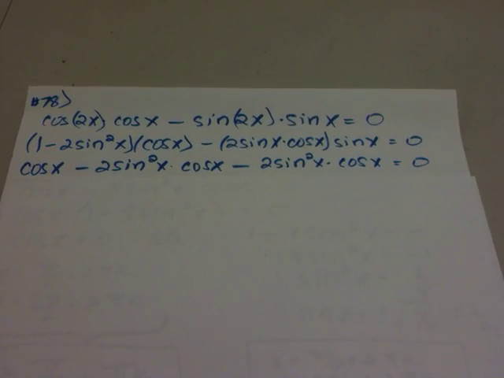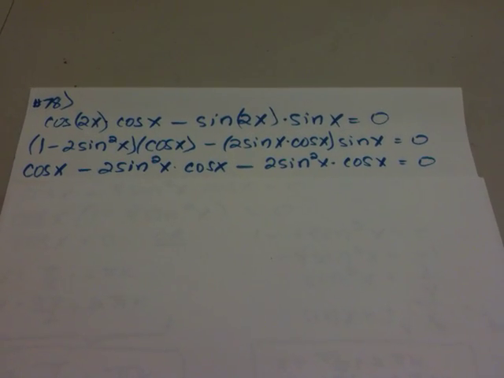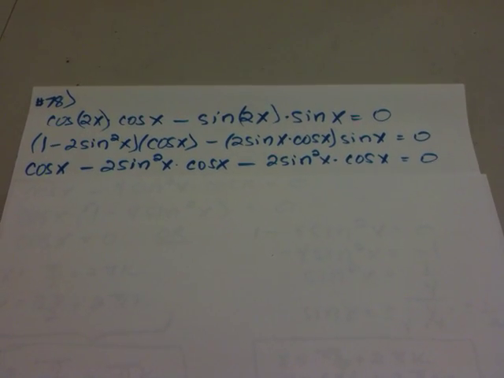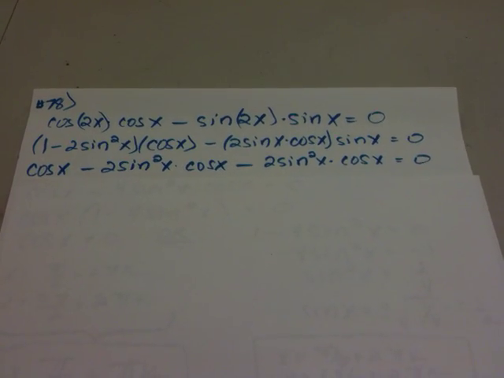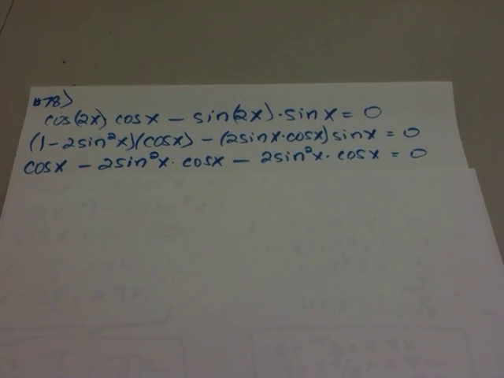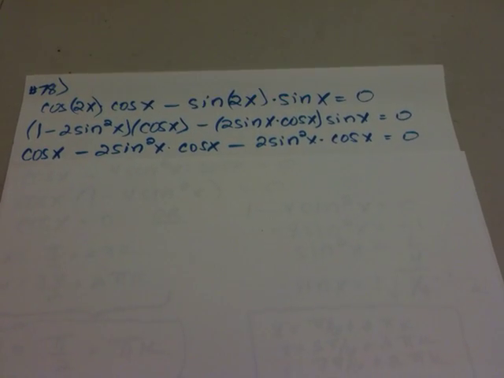Now we're just going to do some algebra. If I distribute the cosine in the first part, I'll get cosine of x minus 2 sine squared of x cosine of x. In the second part, I'm just going to multiply the 2 sine x cos x times sine of x to get 2 sine squared x cosine of x.